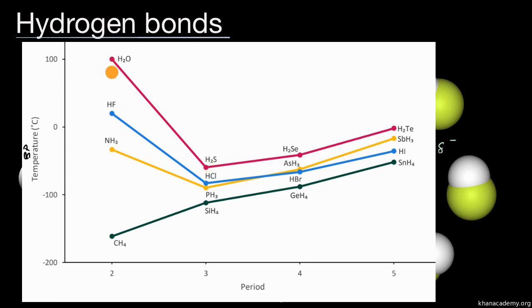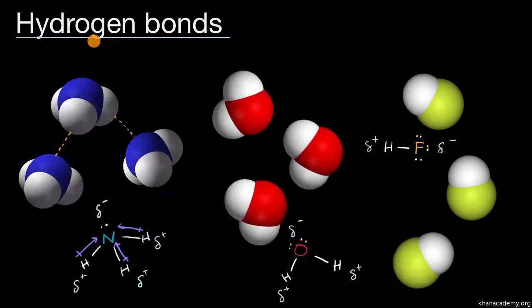But what you can see is the spread is much higher for these molecules formed with nitrogen and hydrogen, fluorine and hydrogen, and oxygen and hydrogen. And that's because hydrogen bonds can be viewed as the strongest form of dipole-dipole forces. Hydrogen bonds are a special case of dipole-dipole forces.